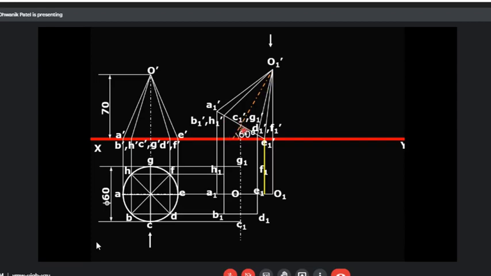The axis and base are always perpendicular to each other, so it is a 90 degree angle. So what is the angle here? 30 degrees. So you will mark the E1 dash point anywhere on the XY line. Then you will draw a 30 degree inclination line. Now on this inclination line, you will mark point C dash and G dash.